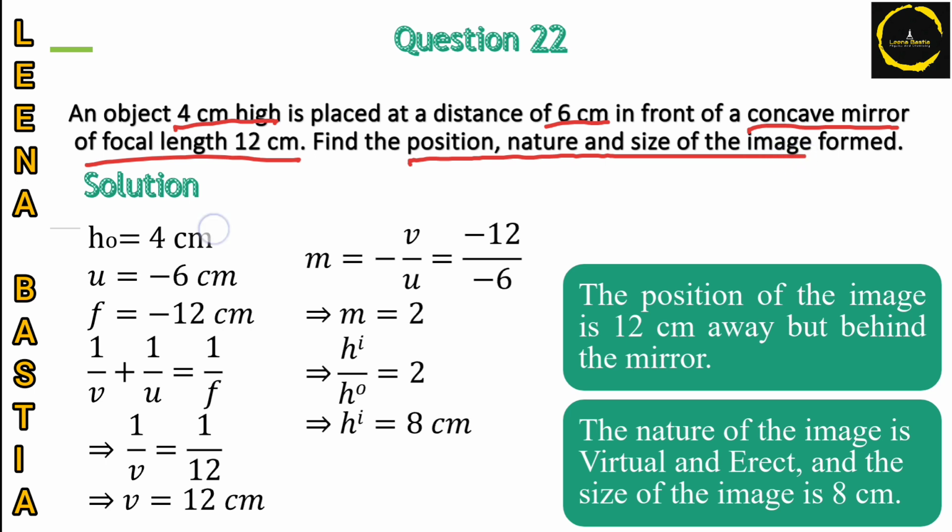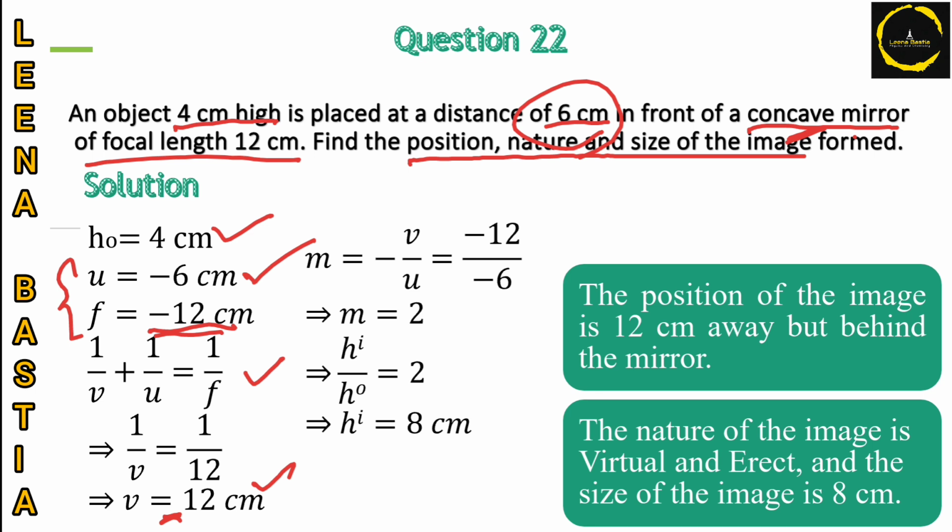Now HO is 4 centimeter. U is how much? It is 6 centimeter given in the question, so minus 6. As you know, U is always negative. For a concave mirror, focal length will be negative. Now you substitute these two values in the mirror formula and you will get the V value as 12. Now the value of V is positive, so that means the image must be virtual. There is a case in concave mirror where we get the virtual image, there is only one case. That is the nature you got from this positive value of V.